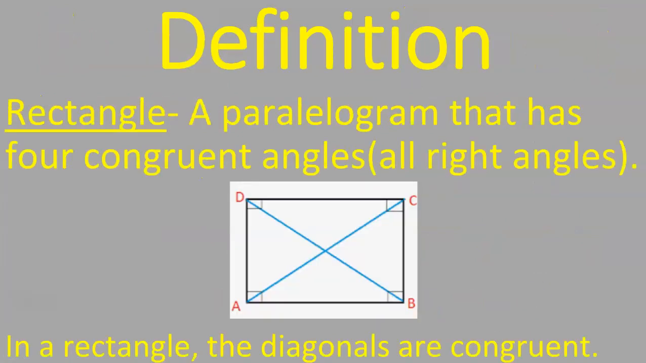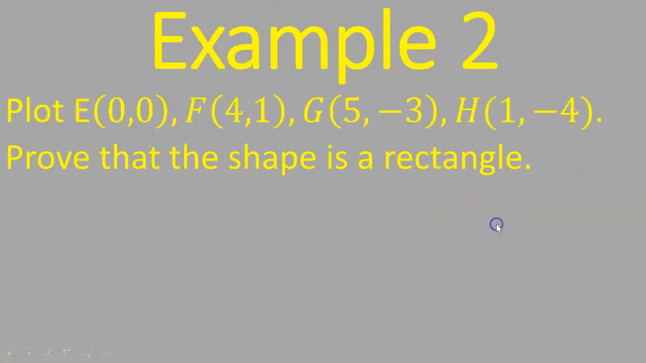Rectangle is a parallelogram that has 4 congruent angles, or 4 right angles if you prefer. In a rectangle, the diagonals are congruent, and they'll bisect each other since a rectangle is a parallelogram. I'm missing an L there. But we're going to go for the slopes again. It's the easiest way generally to prove on a coordinate plane.